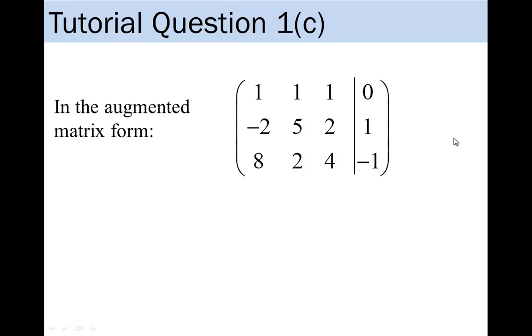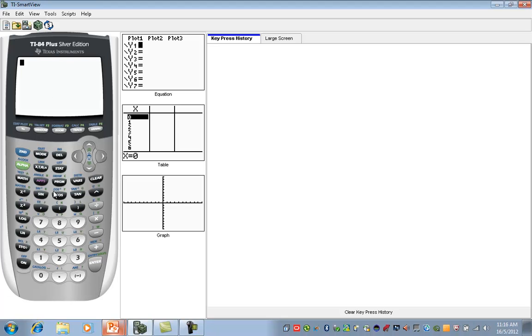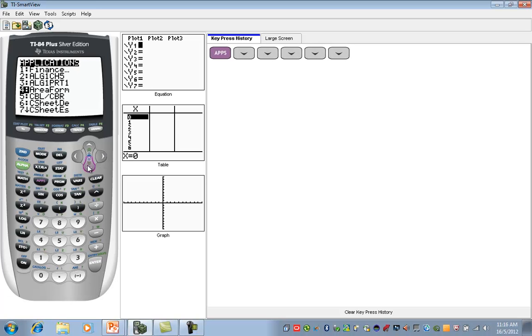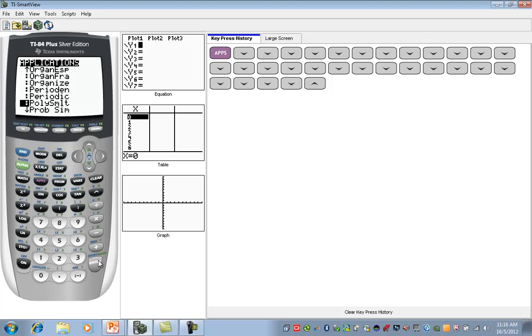So you should have your GC next to you at this point in time, and I would need you to follow the keystrokes with me. Okay, so what I will present is solving by GC, and then I would take out my GC and start to key it. Now, in order to solve a system of linear equations, we have to go to the apps, which is over here, and we look for the particular app called Polynomial. If you recall, this is also the same app that we use to solve polynomials.